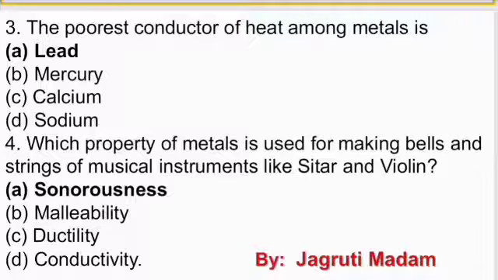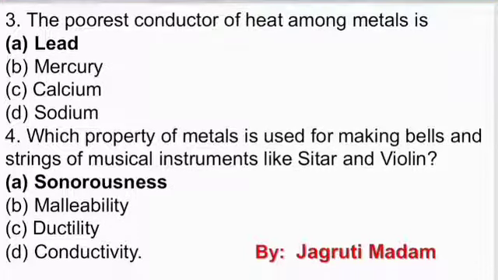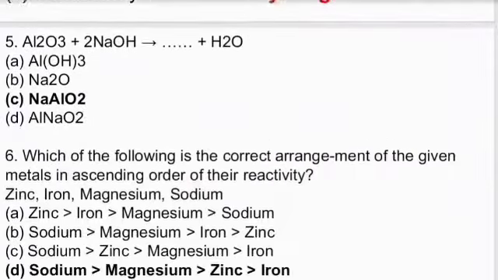Question number 4. Which property of metals is used for making bells and strings of musical instruments like sitar and violin? Options are sonorousness, malleability, ductility, and conductivity. The correct answer is sonorousness.